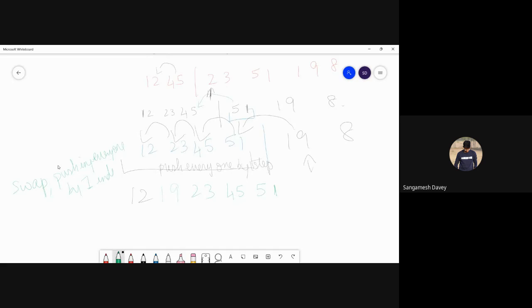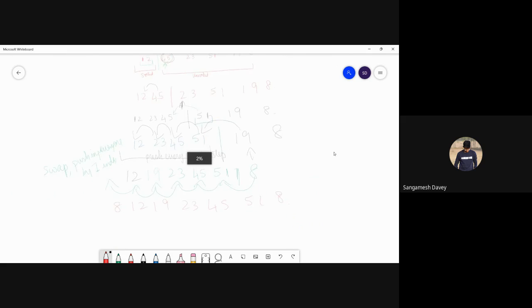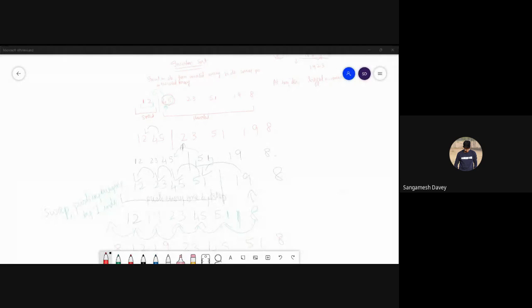Is this understood? Then obviously you compare it with 8. Check with 51, no. Check with 45, no. 23, no. 12, no. 8, no. And then last index is 12, no. And then you put 8 here. 8, 12, 19, 23, 45, 51. Is the intuition behind the algorithm understood? And then we can move on to the code. The intuition understood, people? Okay, cool.